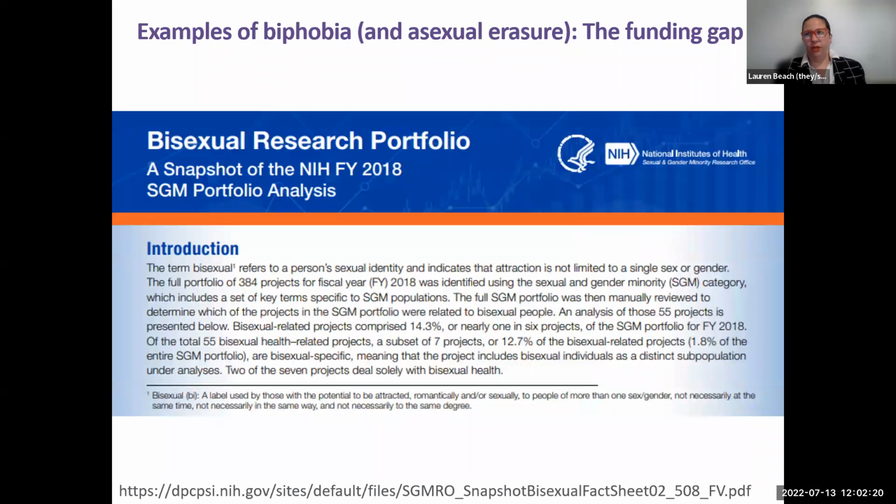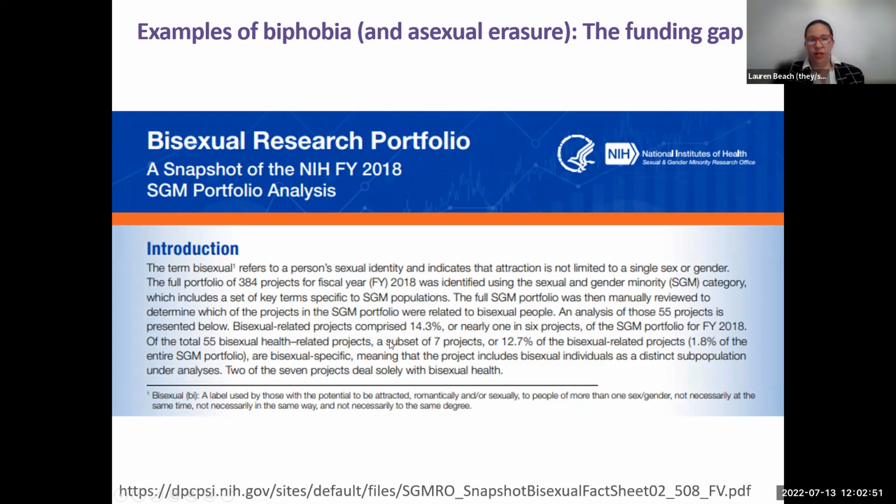And that is actually paralleled within the NIH, the Sexual and Gender Minority Research Office's funding portfolio breakdown that they put out annually. So for fiscal year 2018, what was found is that there were 384 projects that were classified as SGM Health by NIH. Then they did an in-depth review. They found that 55 projects, or 14.3%, could be classified as bisexual related in some way.